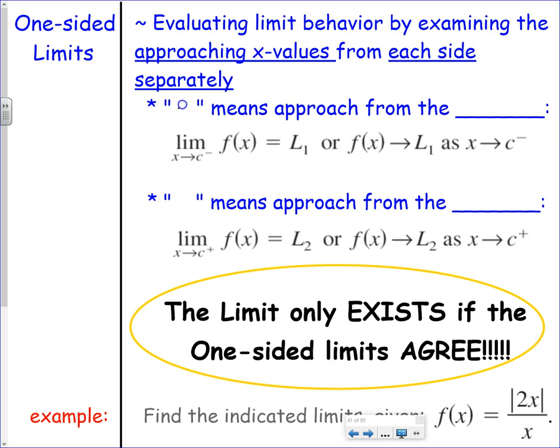I'm talking about the little baby exponent, right? Although it's not an exponent, it's a notation. The notation of a minus or a plus in the exponent spot of a number means from a little bit below, or from the left. I like the idea of approaching from a little below C. And if there's a positive, as x approaches C positive, I'm coming from the right, a little above.